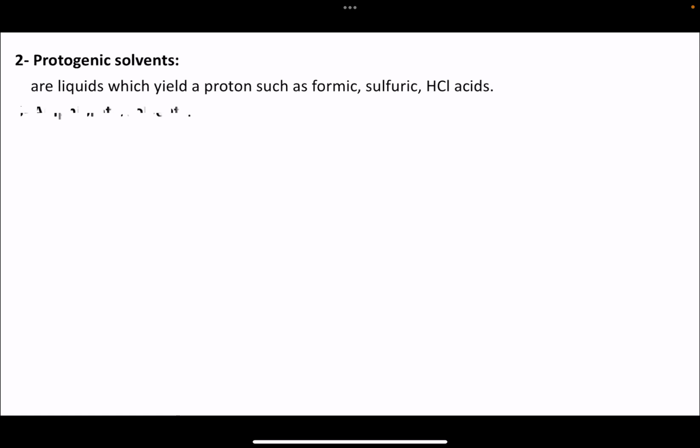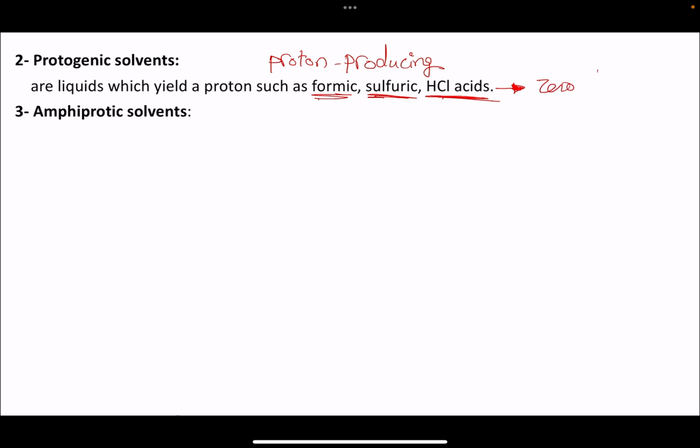The second type of solvents is the protogenic solvents. The name says they are proton producing or they are a source of protons, protogenic. So they are acidic in nature, such as formic acid, sulfuric acid, and hydrochloric acid. And of course, we are talking about very pure solvents. They have zero water content.